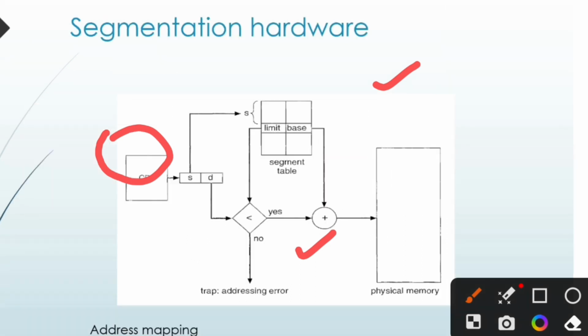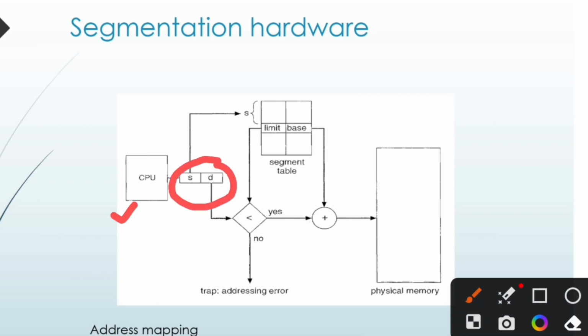Let us see the segmentation hardware. This is the CPU which generates the logical address. It consists of segment number S and offset D. This segment number will be looked up in our segment table. We know that the segment table is indexed with the segment numbers. So, the segment number will be looked up in the segment table.